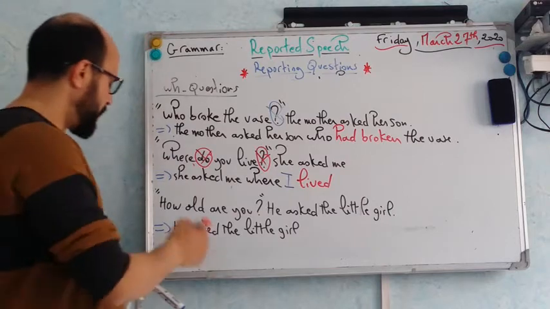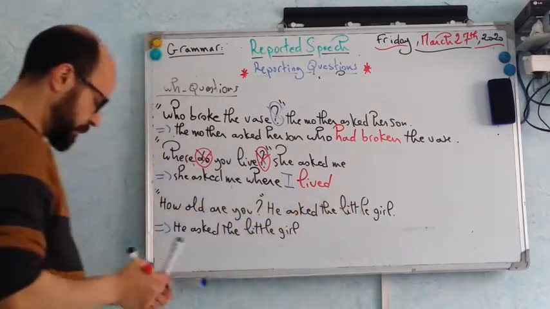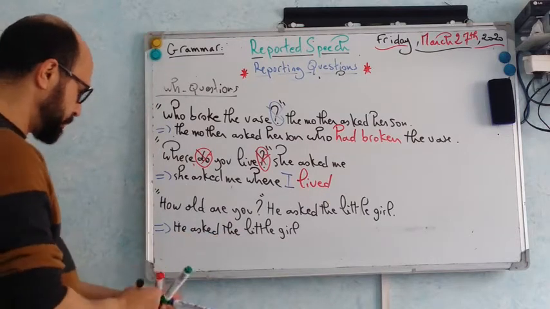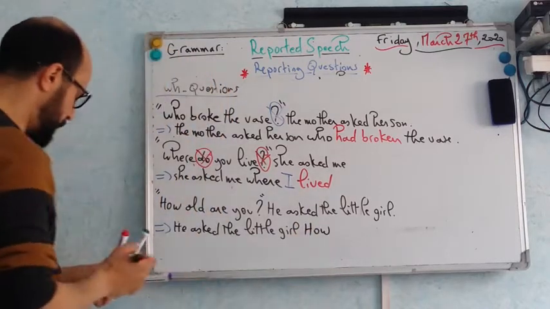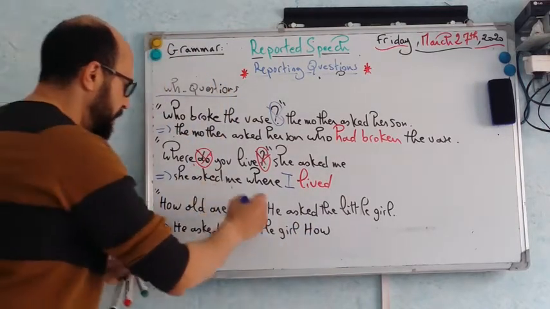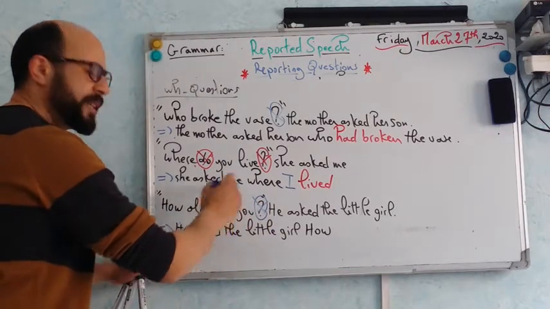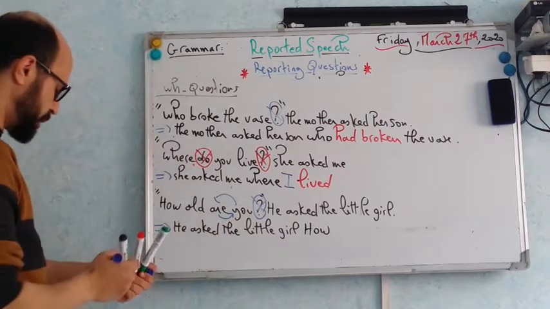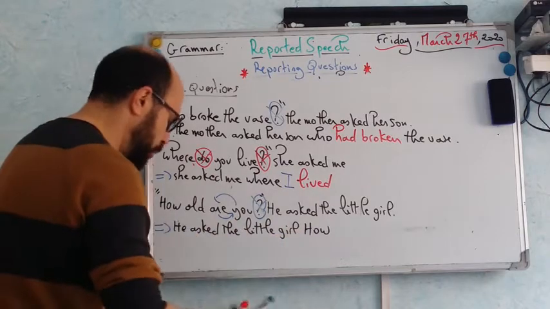Question number 3. How old are you? The man asks the little girl. He asked the little girl. So the auxiliary verb remains in its place. How? So we have here the question mark. We need to omit the question mark. Are you? It's an inversion here. So I need to omit the inversion. So he asked the little girl, how old?